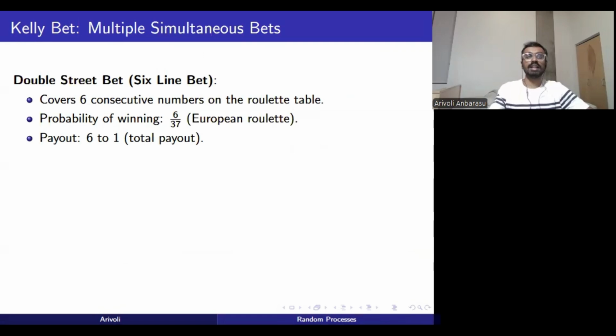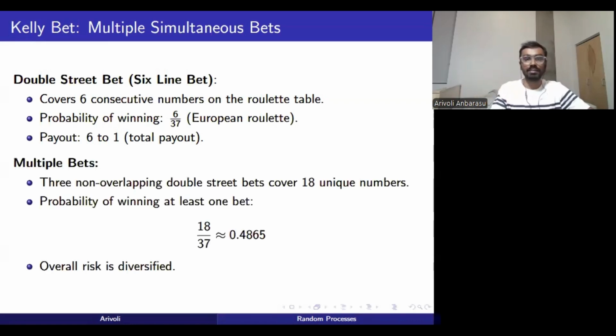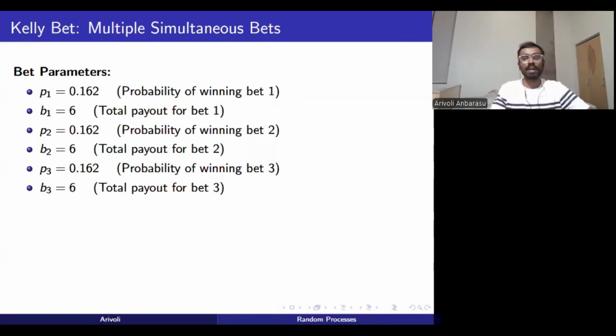Now, if we consider the case of multiple bets, we can apply this to a real roulette strategy. A 6-line bet covers 6 numbers, and by placing 3 non-overlapping line bets, we effectively cover 18 numbers, which is nearly half the way. So let's check the Kelly's fraction for the same. The parameters for the three different 6-line bets are the same. Each has a 16% chance of winning, giving a 6 to 1 payoff.